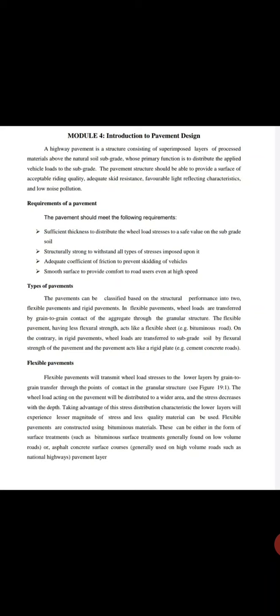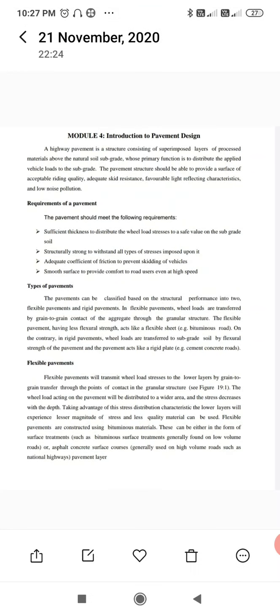Next one is the requirement of pavement. The pavement should meet the following criteria: sufficient thickness to distribute the wheel load stresses to a safe value on the subgrade soil, structurally strong to withstand all types of stresses imposed upon it, adequate coefficient of friction to prevent skidding of vehicles, and a smooth surface to provide comfort to road users even at high speed.